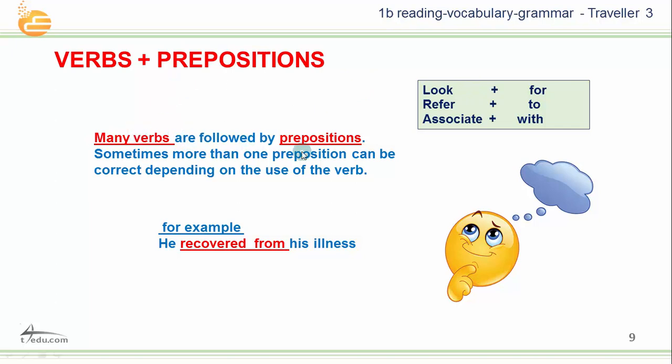So many verbs are followed by prepositions. Sometimes more than one preposition can be correct depending on the use of the verb. For example, he recovered. If you add the preposition from, his illness, it means he healed from his illness. He recovered from his illness.